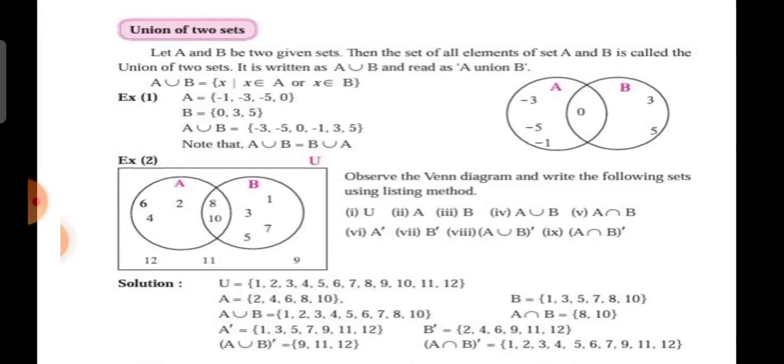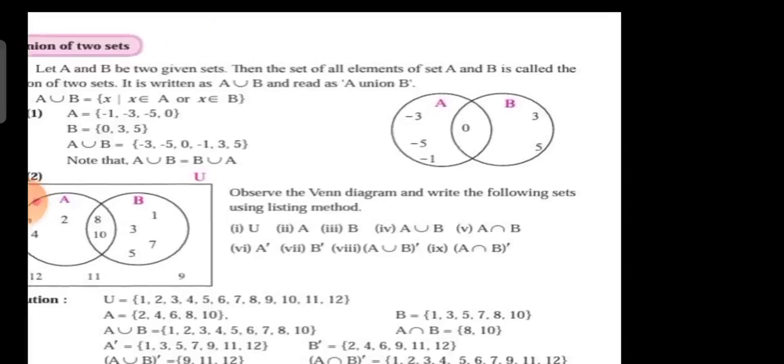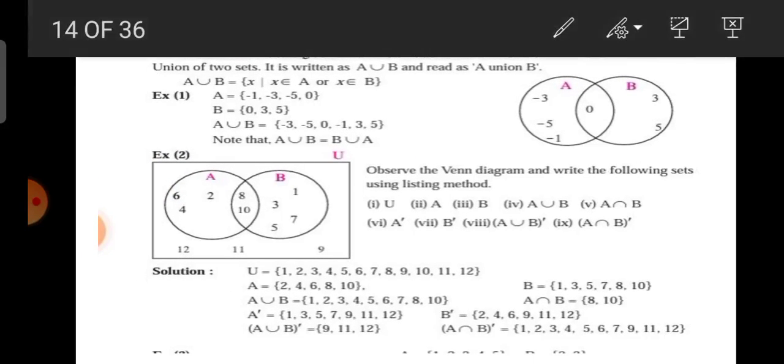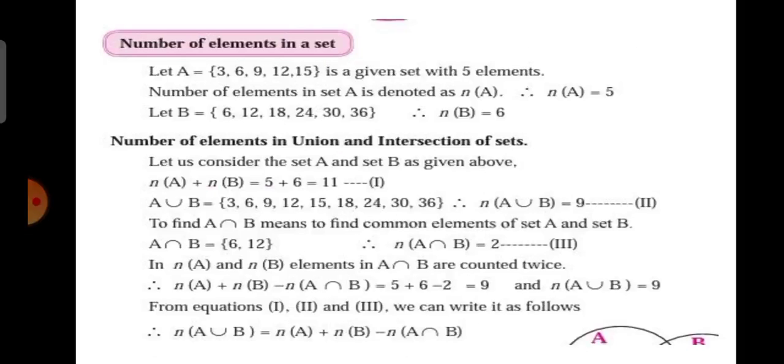Okay students, so we had almost completed this lesson. I have explained almost all parts. Only one part is remaining now, that is the number of elements in a set. Number of elements means, see now, suppose set A consists of elements 3, 6, 9, 12, 15. Count the number of elements: 1, 2, 3, 4, 5. There are 5 elements. So you will write the number of elements in set A is equal to 5.